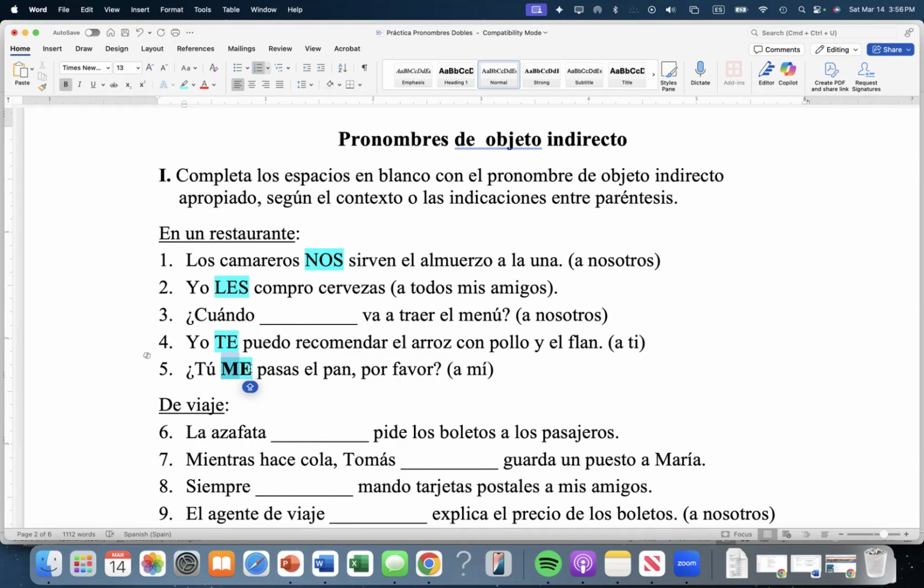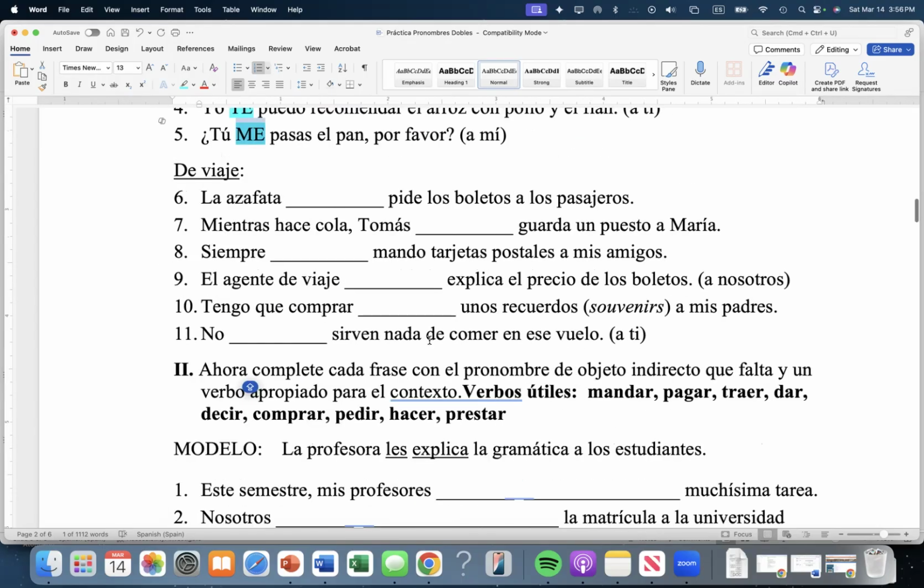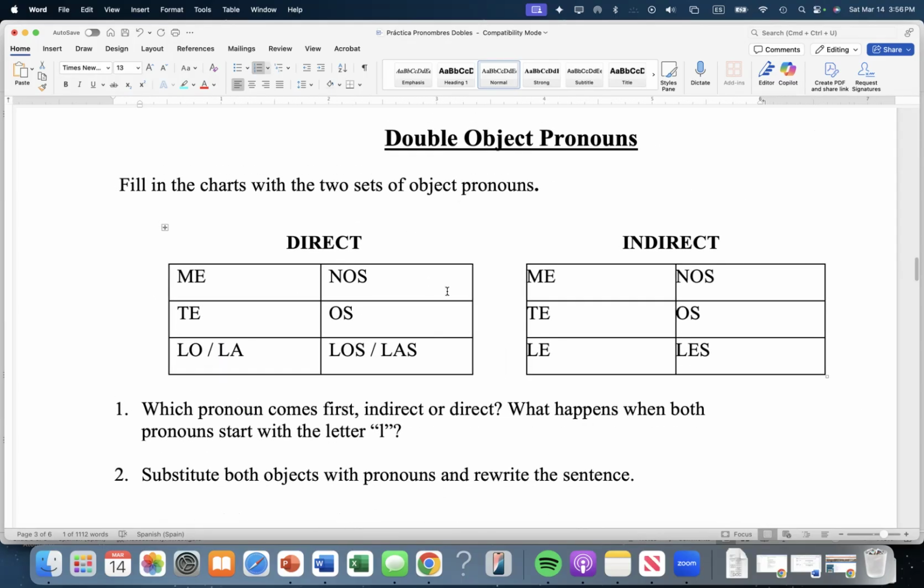Now, I am going to add a layer of complexity here. Again, let's come down here and take a closer look at the contrasts or the comparison between direct object pronouns and indirect object pronouns. Why is this important? Because I'm about to teach you how to use them together in a sentence. In other words, how to replace both the direct and the indirect objects in a sentence using pronouns. Okay? Let's take a look at this PowerPoint here.